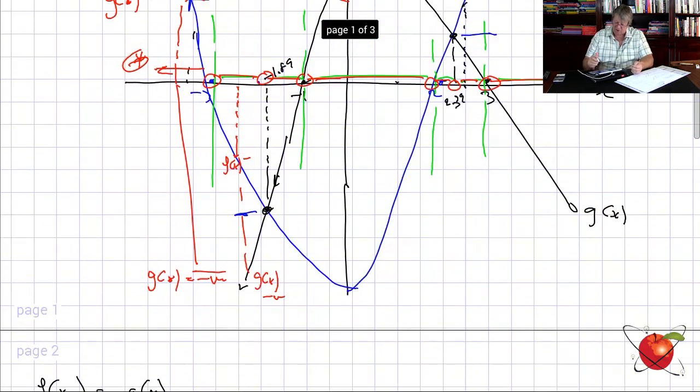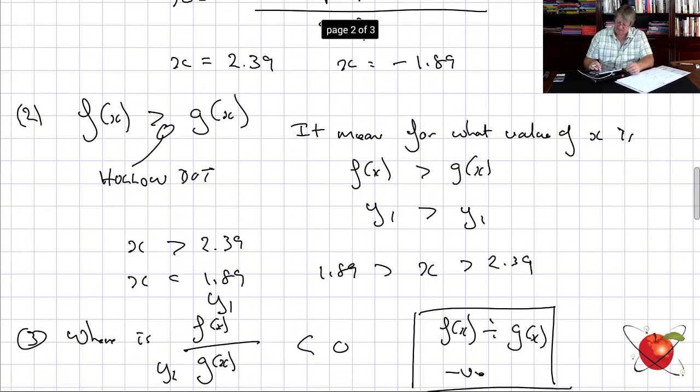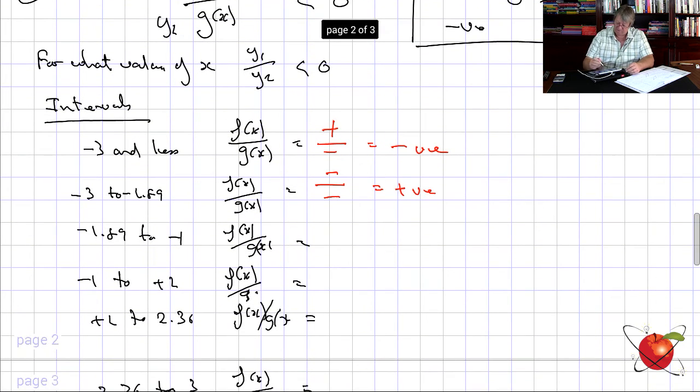The next section, where am I? I'm in this zone here, down here. Once again, I've got a negative divided by a negative, so I can say that is negative over negative, which is a positive.